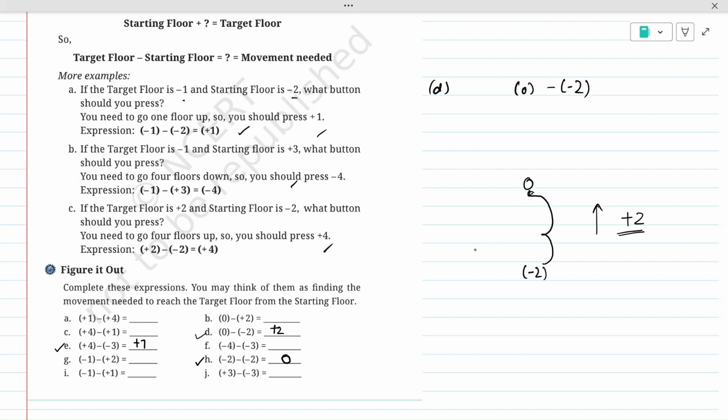Okay. So kids, I hope that you have understood these expressions of target floor, starting floor and movement needed with the help of integers. Okay. Please do practice these questions at home.